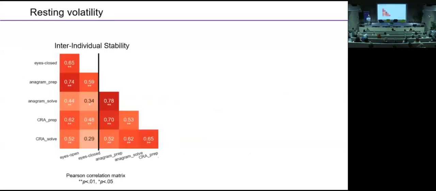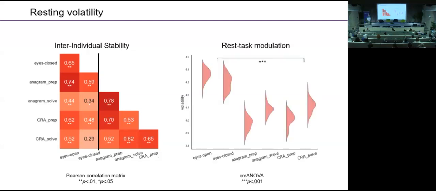Now, first, we notice that volatility turns out to be stable within a person. So if someone has high volatility during resting state, they also tend to have higher volatility during problem solving. We also find that volatility is modulated by what the person is doing. You tend to have higher volatility during rest compared to performing a task. But within the problem-solving session, you actually had lower volatility during the short preparation period compared to really actively solving the problem.